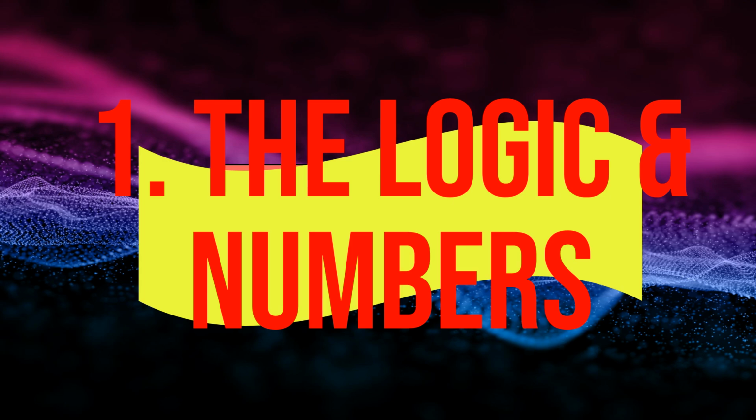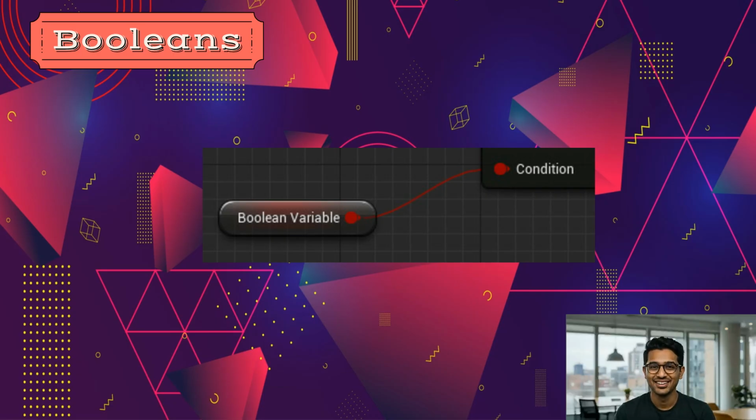1. The logic and numbers. Boolean, red. First up is the Boolean. Think of this as a simple light switch. It is either true or false. Use this for checks like is the door locked or is player dead.